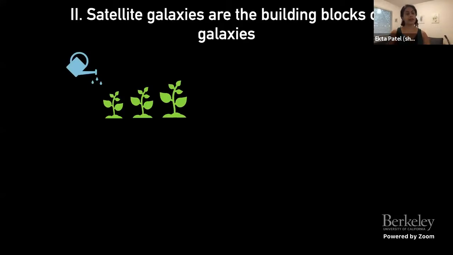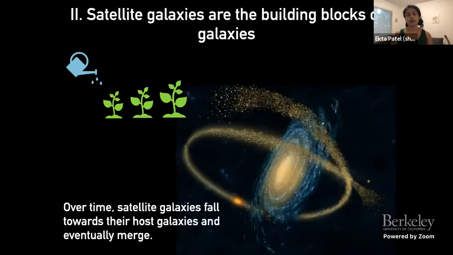Another reason why these satellite galaxies are very important is that they act as the building blocks of galaxies, or at least one of the building blocks of galaxies. So just like plants and trees need water to grow, these satellite galaxies are really crucial to the growth of galaxies like our own Milky Way. So going back to this picture that I was showing in my title slide, what you're looking at here is an artist's depiction of a galaxy like our own Milky Way, a spiral galaxy here. And what you're seeing around it is a satellite galaxy whose body is represented by this orange sphere that's in the process of orbiting around its host galaxy.